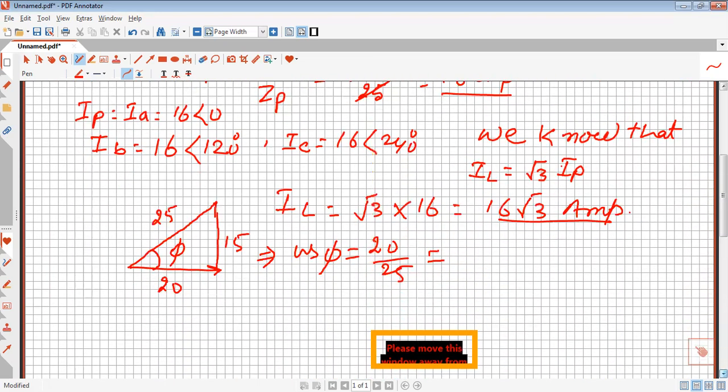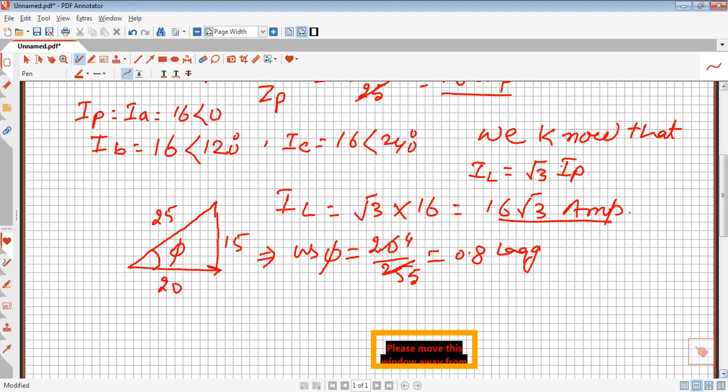Now we have the second part, we have to find the power factor. So I have drawn a triangle. Here it is given 20, here it is given 15 ohm, so this will be 25. Applying the cos phi formula, cos theta is equal to base upon hypotenuse. Base is 20, hypotenuse 25. So we can cancel, 4 over 5, so it will be 0.8. Power factor will be lagging because here an inductor is present. So power factor will be lagging.